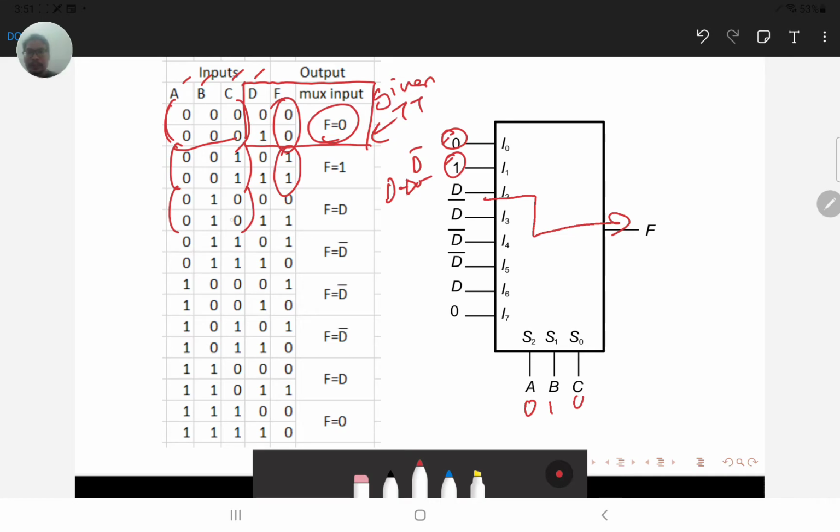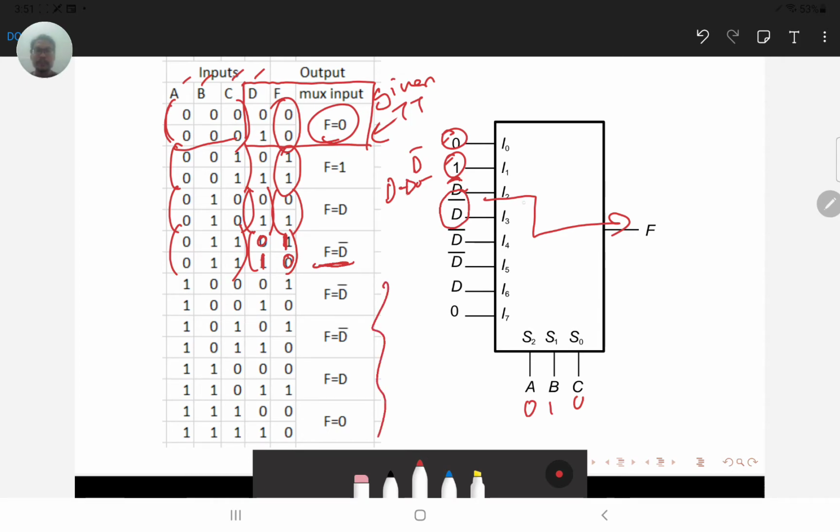And we see that at 0, 1, 0, the F equals 0, 1, which is in fact equal to the value of D, and that is why we put the D there. Similarly, down here at 0, 1, 1, we are going to put a D bar on I3, because our F is in fact the inverse of D.